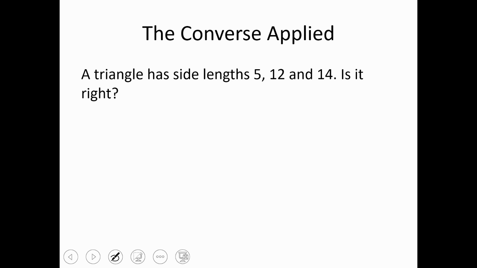The question you have to ask is this: is 5 squared plus 12 squared equal to 14 squared? One could easily answer that question, with a calculator perhaps. If that is true, then it is a right triangle, and that's the converse of the Pythagorean theorem. And if it isn't true, then it's not a right triangle, because by the Pythagorean theorem, if it were a right triangle, then 5 squared plus 12 squared would equal 14 squared.